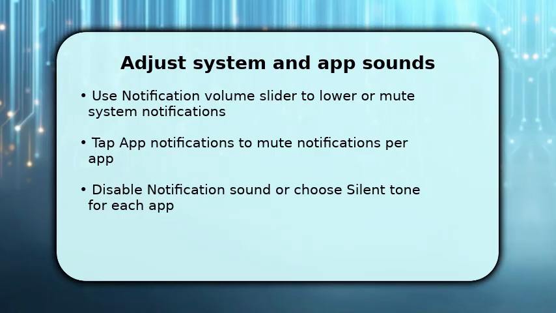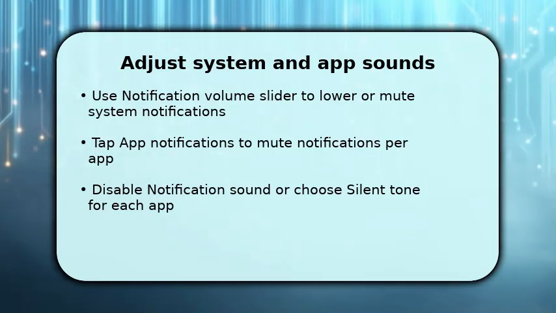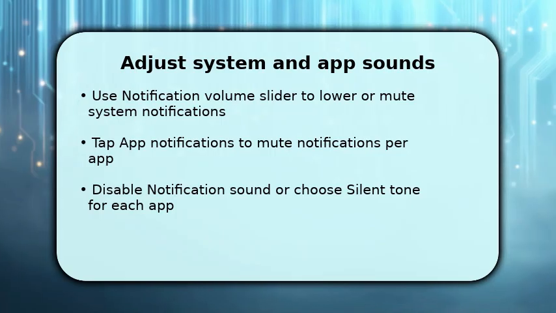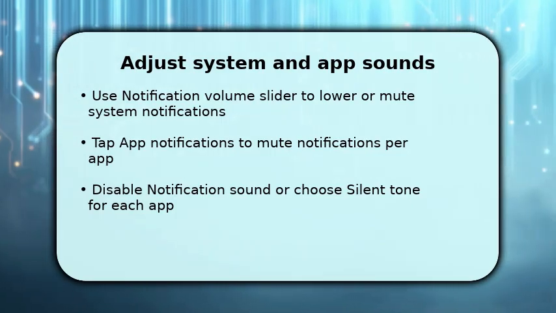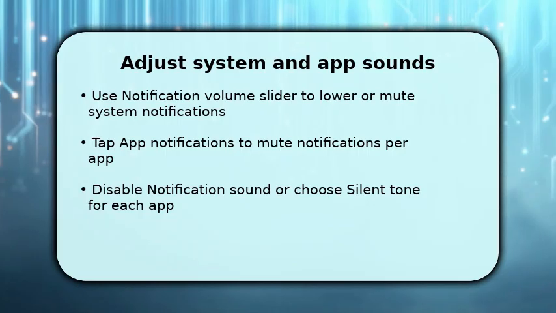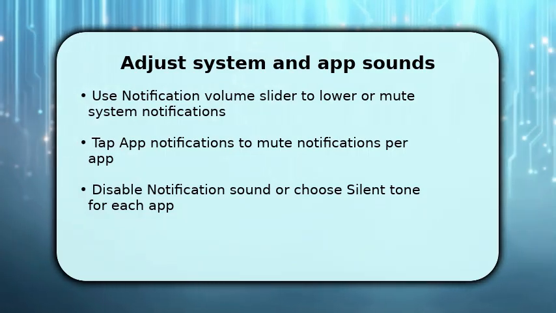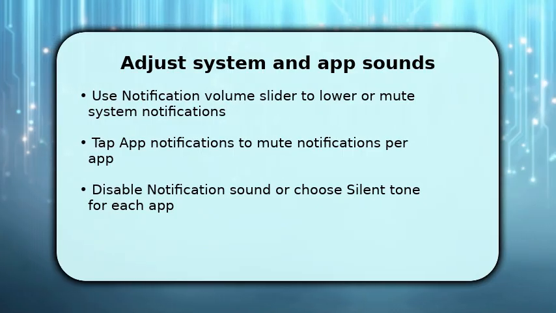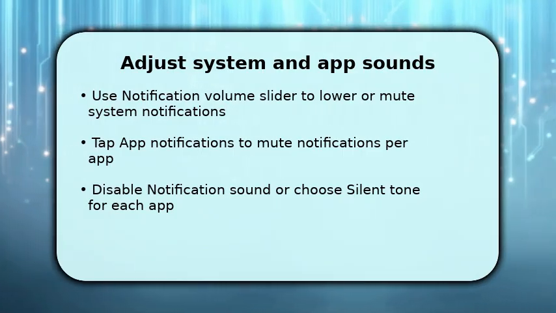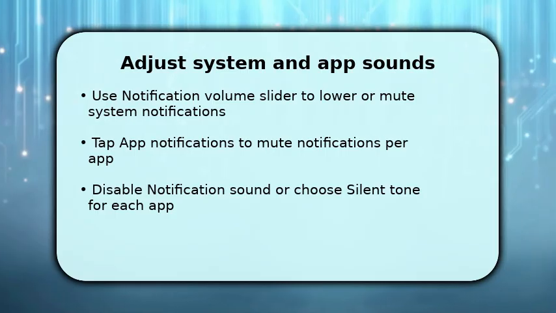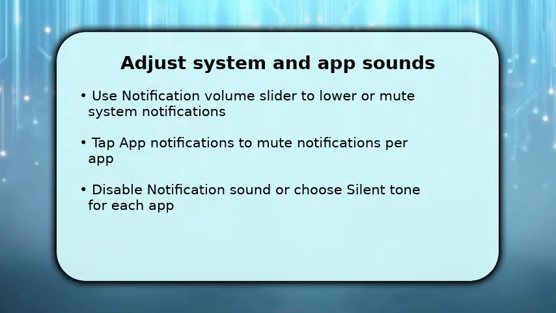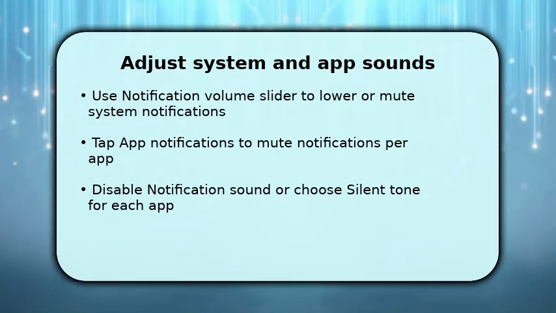Next, tap App Notifications to list apps, choose an app, then disable its sound or pick Silent as the notification tone. Make sure to check both foreground and background notification categories if present, because some apps separate them. Once you finish app-level silencing, system sounds and individual app tones will no longer play. Proceed to confirm Do Not Disturb if you want broader control.